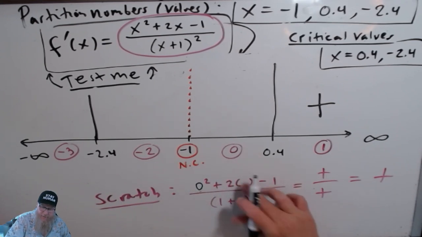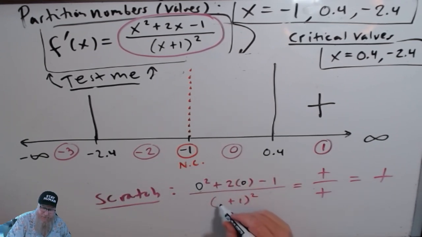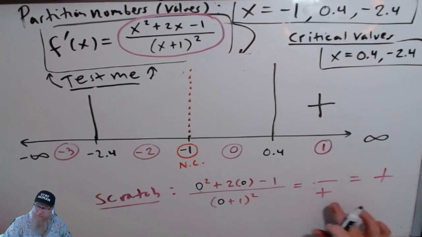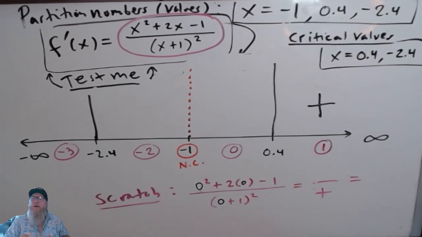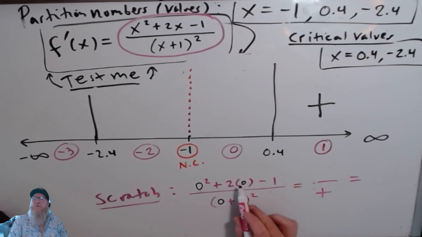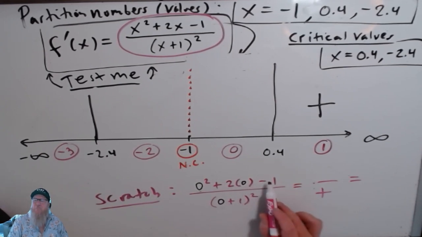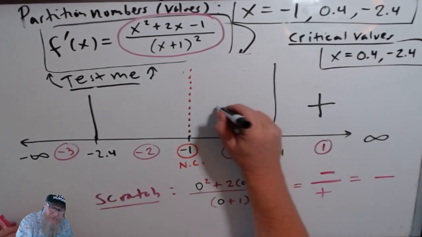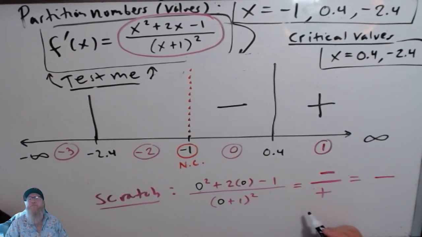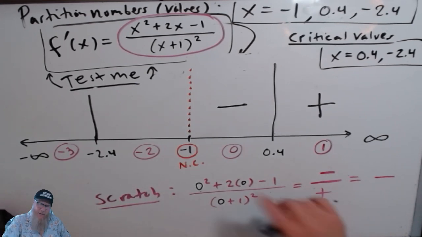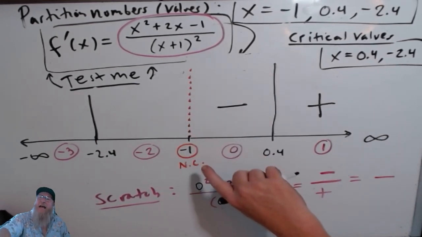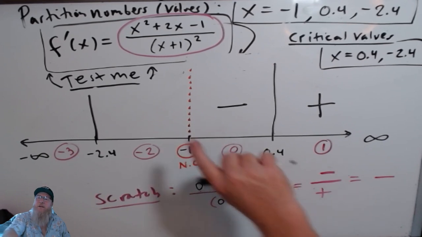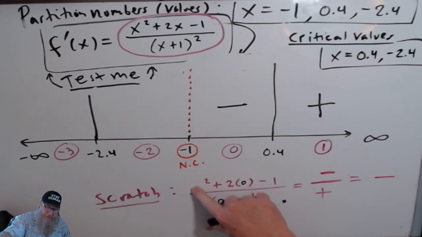0 squared, 2 times 0, 0 plus 1. So 0 squared is 0, 2 times 0 is 0, minus 1 is negative. Negative divided by a positive is negative. So this one's negative. Partition number, it's an asymptote. So I skip it over to the next one, negative 2.